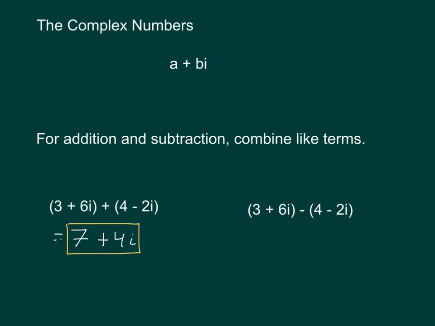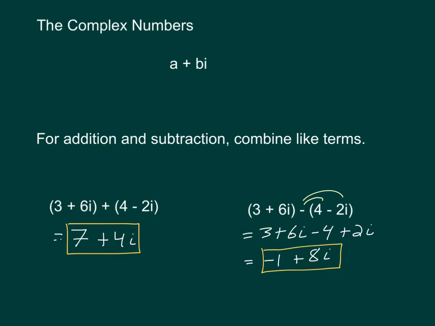The second problem, which is a subtraction, my suggestion there is that you rewrite the second part of your problem by distributing your negative, and that's going to change the signs in the second part there. Now it's a little bit easier to combine like terms. And 3 minus 4 is negative 1. 6i plus 2i is plus 8i. And that's now your final answer.